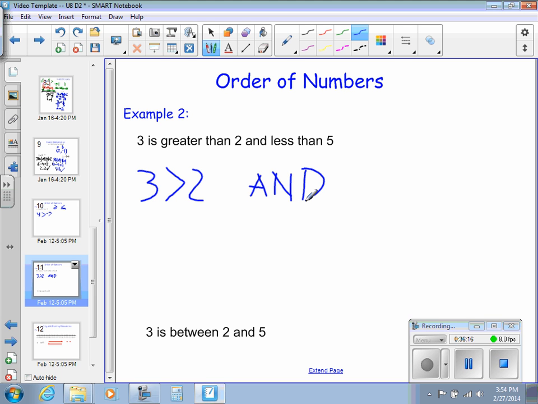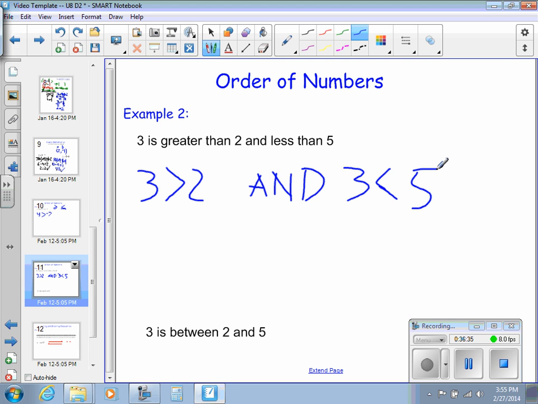And what is less than 5? Well, it's this 3. 3 is less than 5. So 3 is less than, yes. And 3 is less than 5.